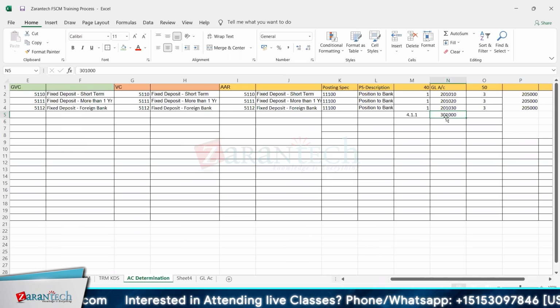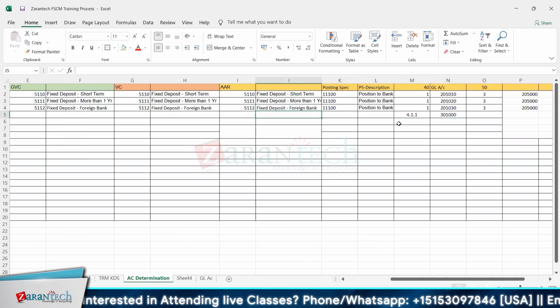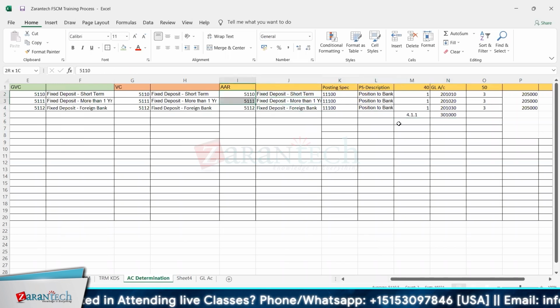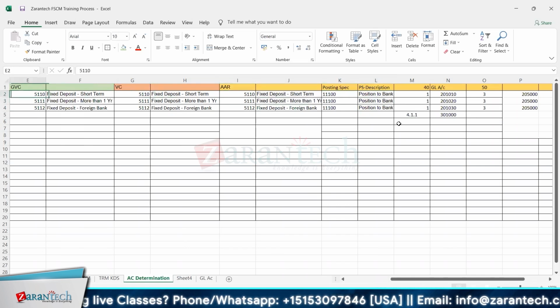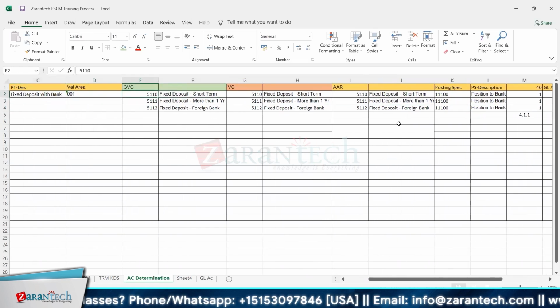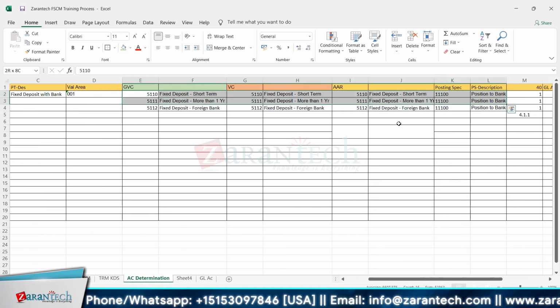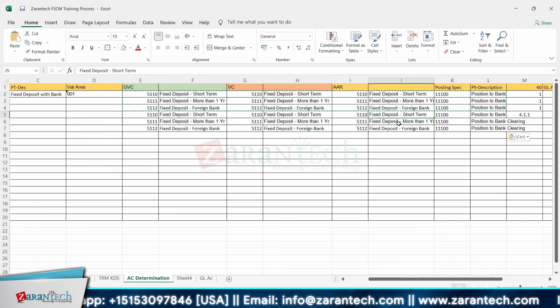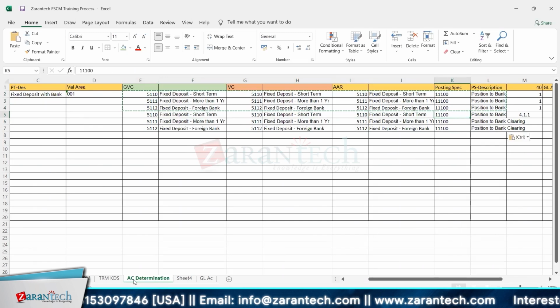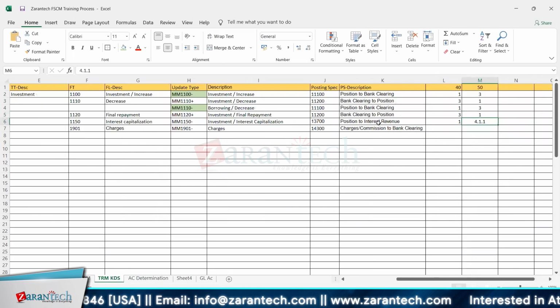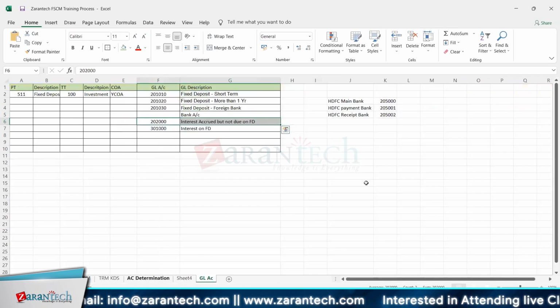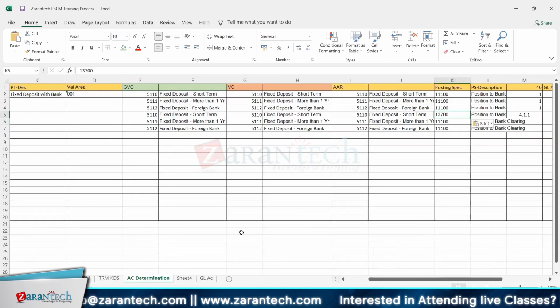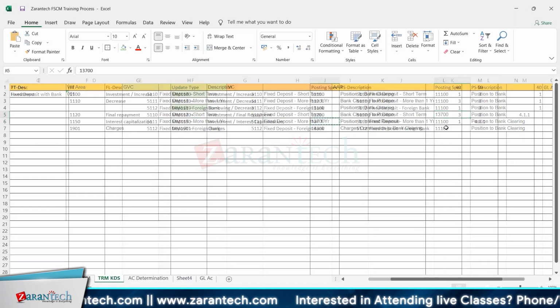Okay. So this GL account here, I need to replicate 3 times. Why? The reason is for all these interests, maybe you will have different GL accounts. So in the account determination, I have to say what is my position indicator. Sorry, I need to take the complete.